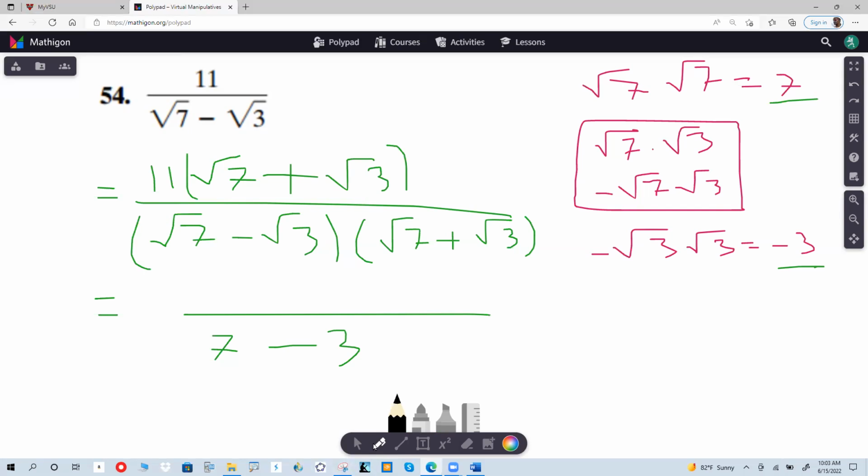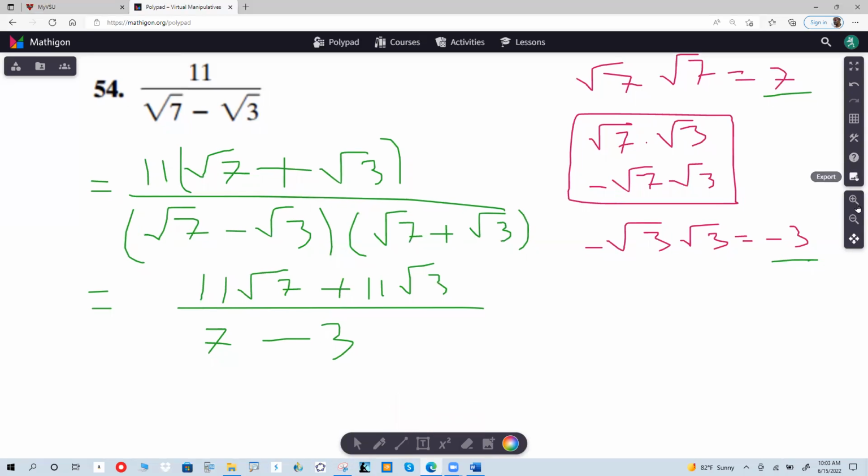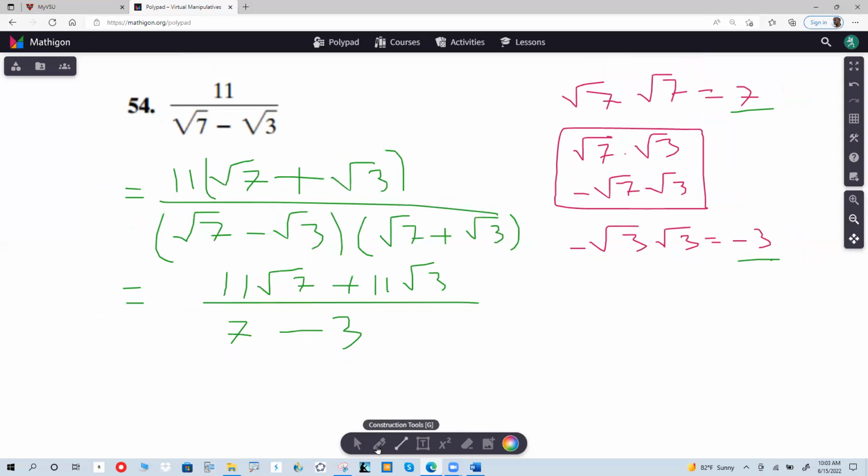Well, I have to worry about the top. There's not a whole lot you can really do. You can do it like this. I'm going to leave this guy alone. There's nothing going on. I'm done. 7 minus 3 is 4. I don't have to divide 11 by 4 because 11 is not divisible by 4.